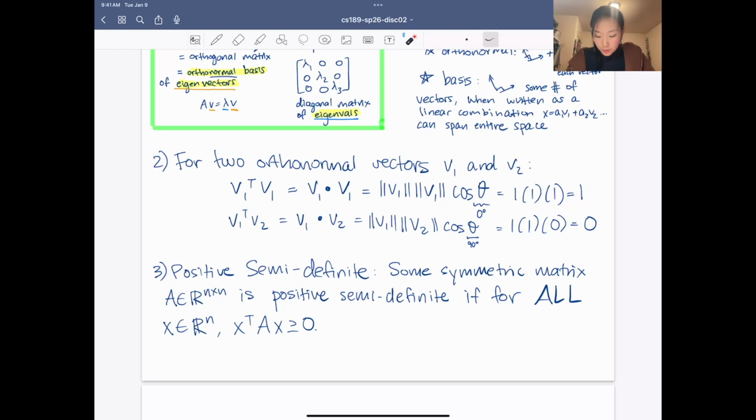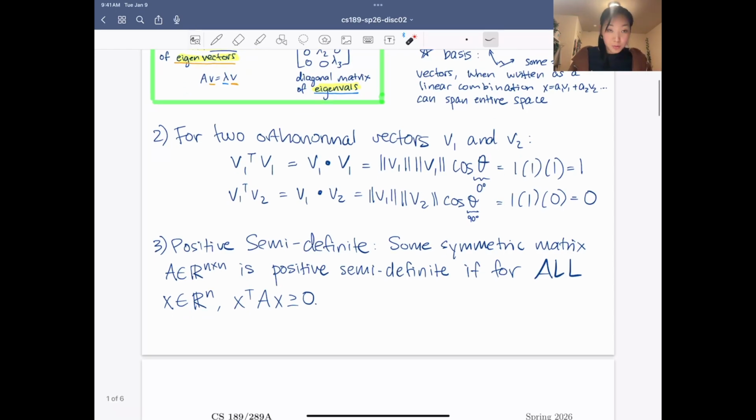Alternatively, if you're multiplying v1 transpose by some other orthonormal vector, v2, that's not itself, that's equivalent to the dot product, with the same equation here, except now it's v2 instead of v1. And remember, orthonormal vectors have an angle of 90 degrees between them, and cosine of 90 degrees is 0. So we have 1 times 1 times 0, which is 0. Okay, and so that's number 2, what you should recall.